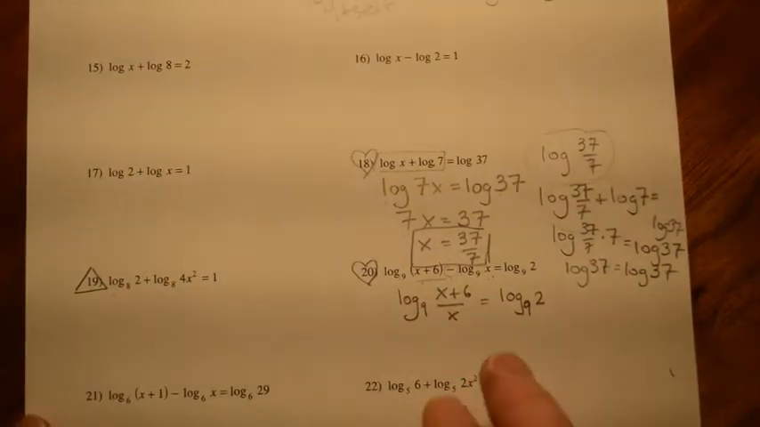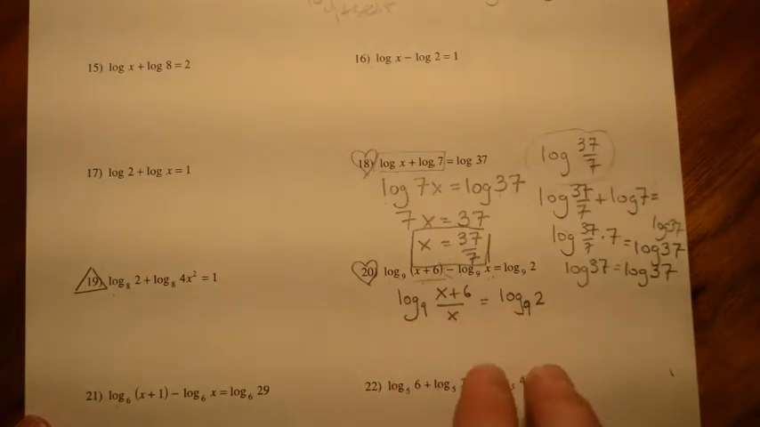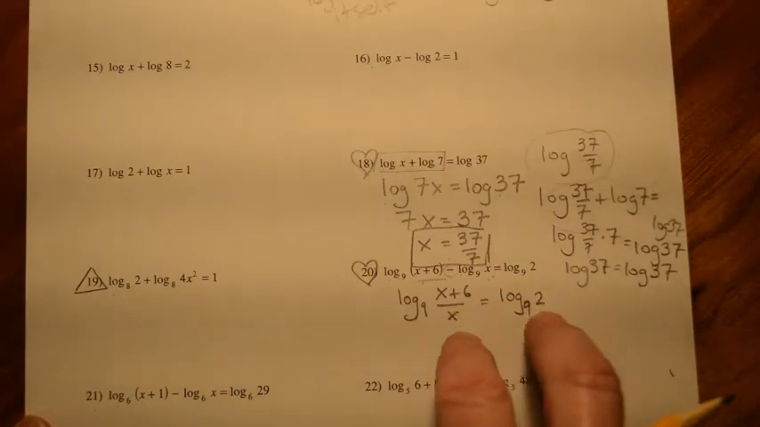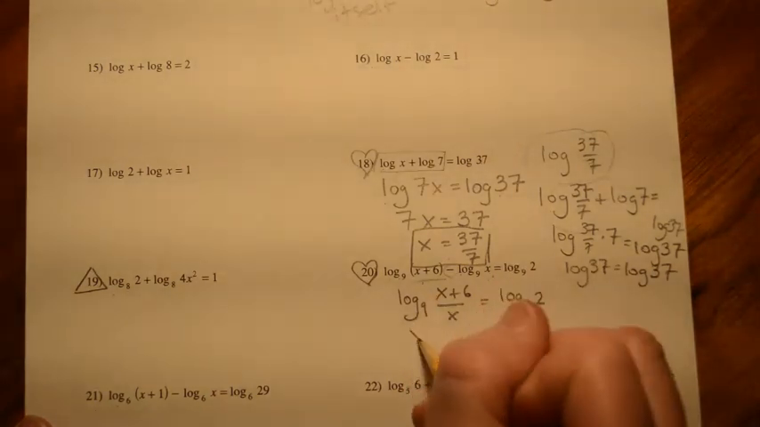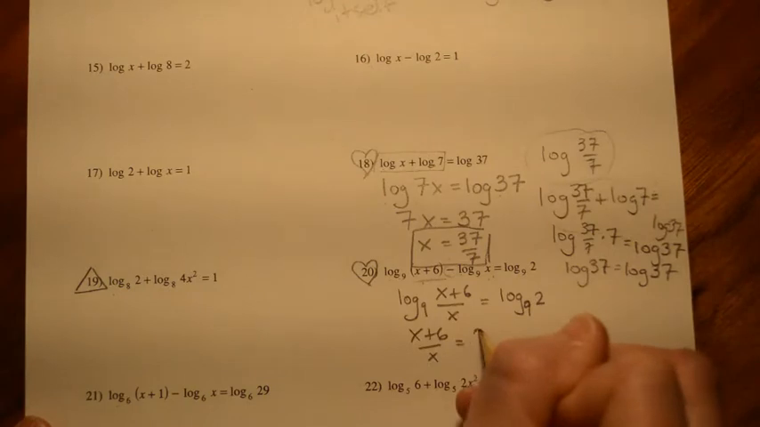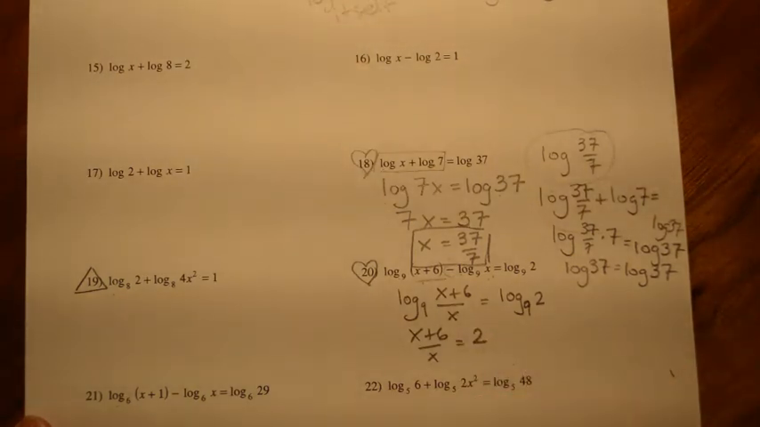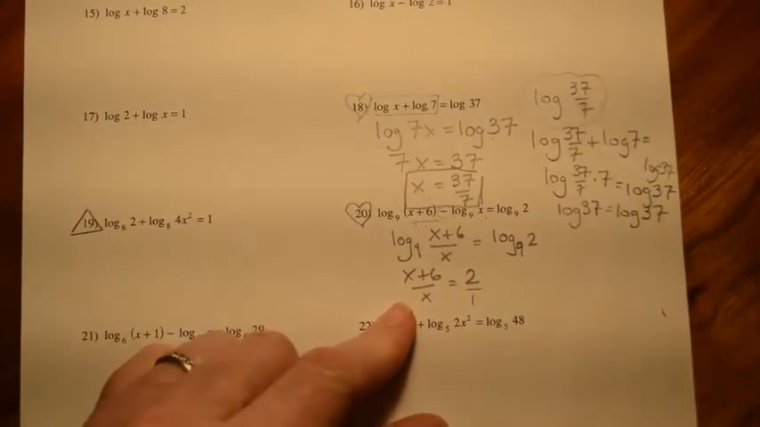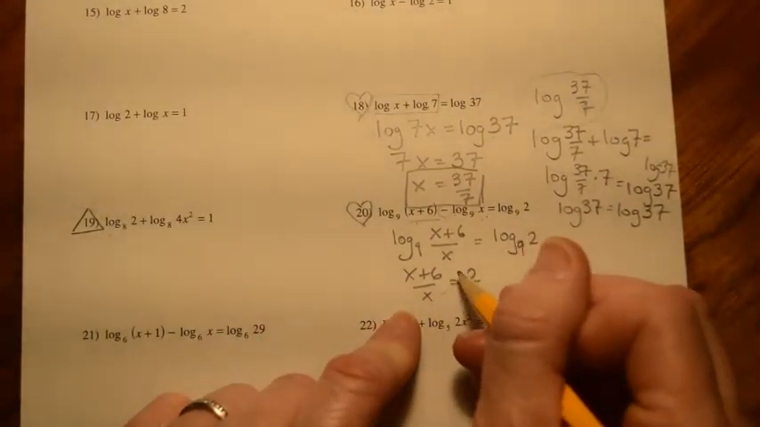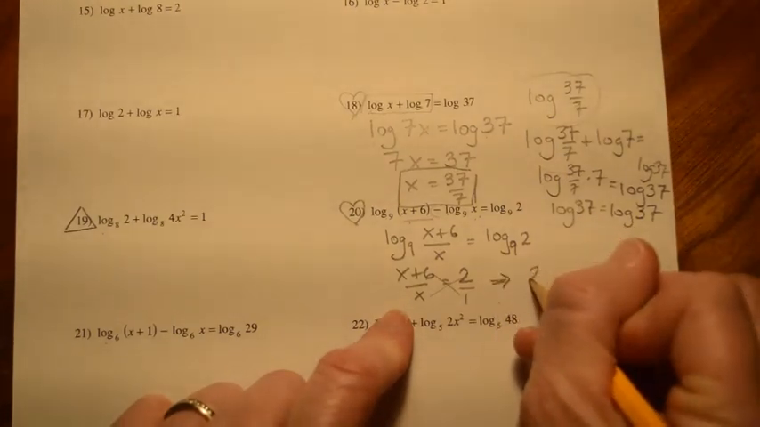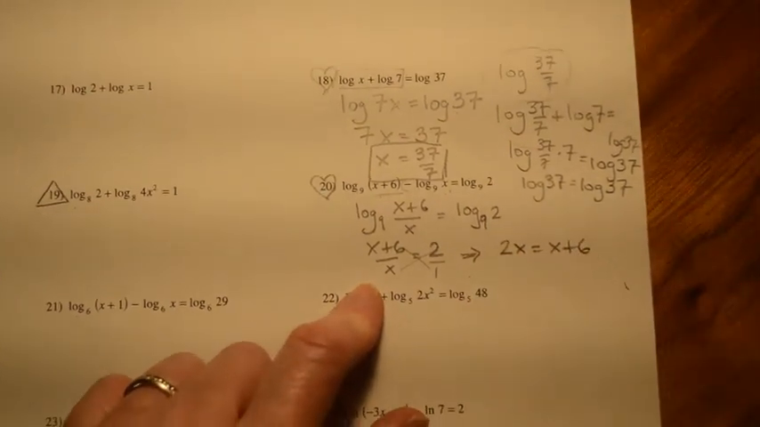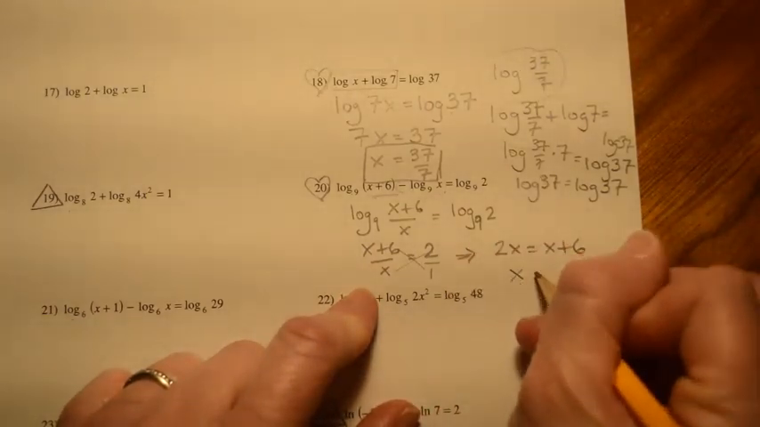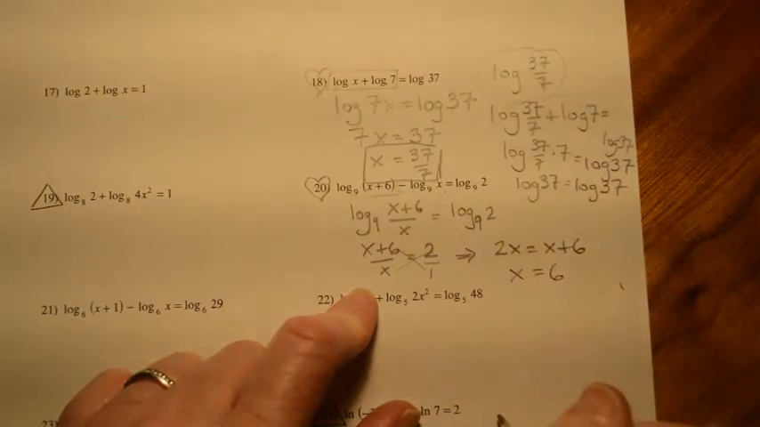Now we use the rules that we had for log equals log, which says that if I get two logs that are equal to each other, I must have been taking the log of the same thing. So that tells us that x plus 6 over x must be equal to 2. Hopefully you would see this and think that you should cross multiply. So I'm going to cross multiply, and that gives me the equation 2x equals x plus 6. I'm going to subtract x from both sides, and that gives me x equals 6.